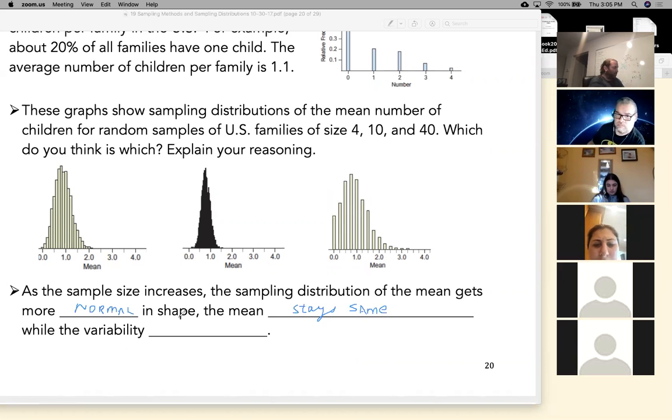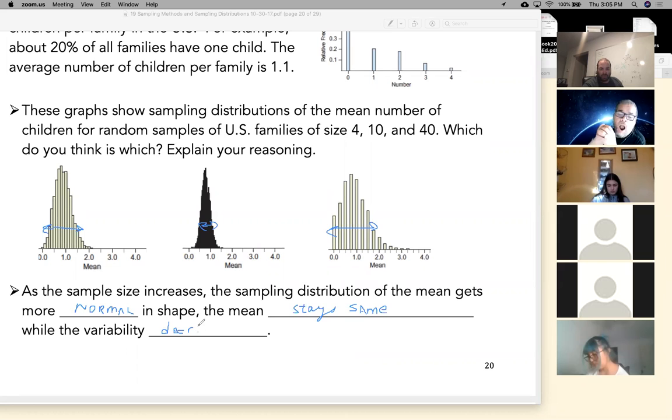As the sample size increases, what happens to the spread? It decreases. The spread gets smaller. What do you mean by the spread? How spread out the data is. Right? As the sample size increases, what happens? The variability decreases. Write that down, please, everyone.